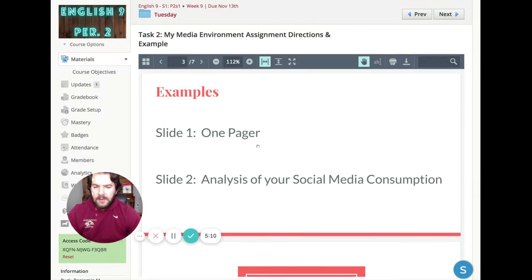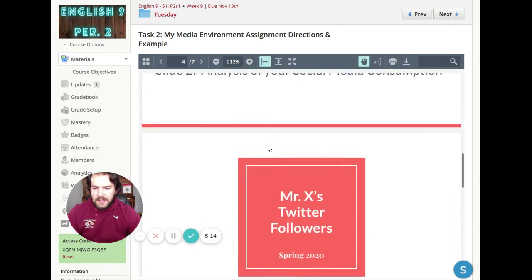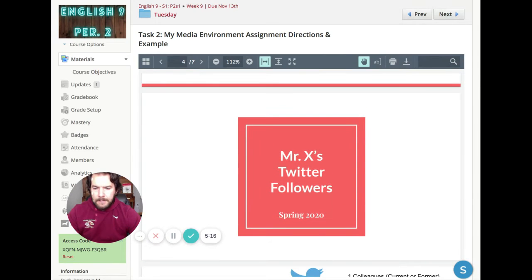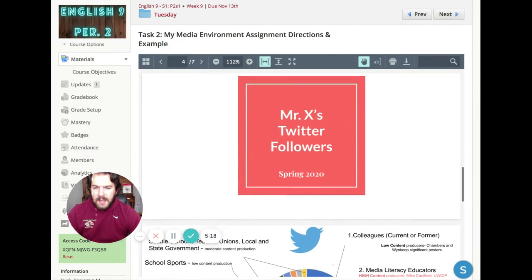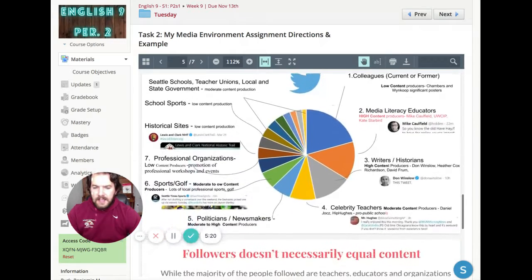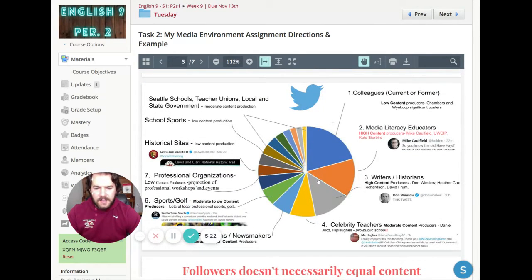So here's an example of one a teacher did. So a one pager, slide 2 is the analysis. So here's the title slide. Okay, and then, so that's slide 1 that you have. And then slide 2, this is what they created, right? So they have, this is sort of a pie chart of all the different 30 accounts that they follow and what categories they fall into.